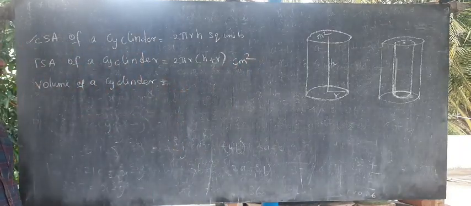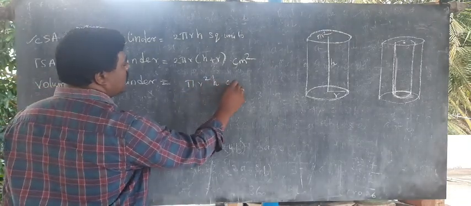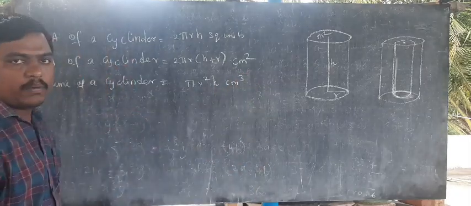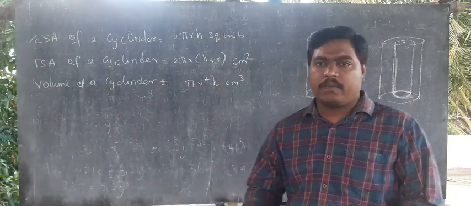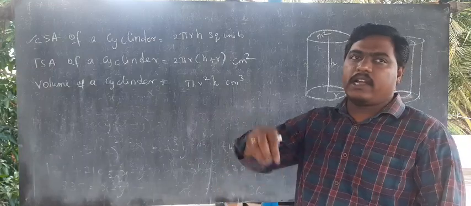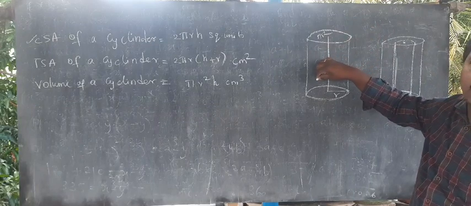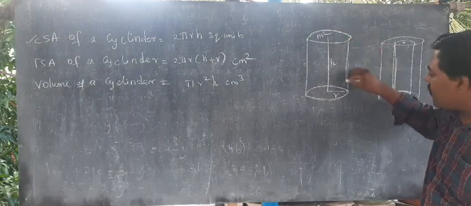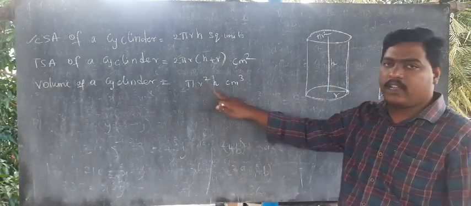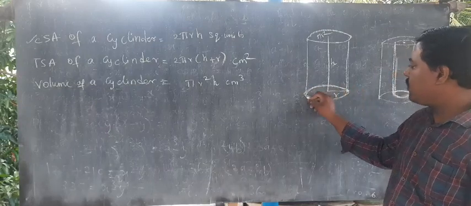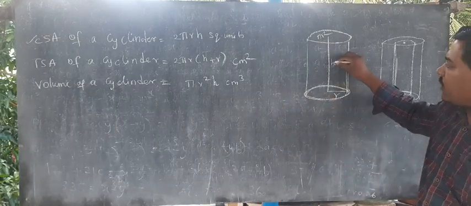Then volume of the cylinder. Volume of a cylinder is what? Pi r square h, centimeter cube. Volume means, if we have a drum or any cylinder-like container, how much capacity it has inside. So the capacity of the cylinder for water or any solid material is called volume. So volume is pi r square h, because here the area is the area of a circle, pi r square, and then h, right?